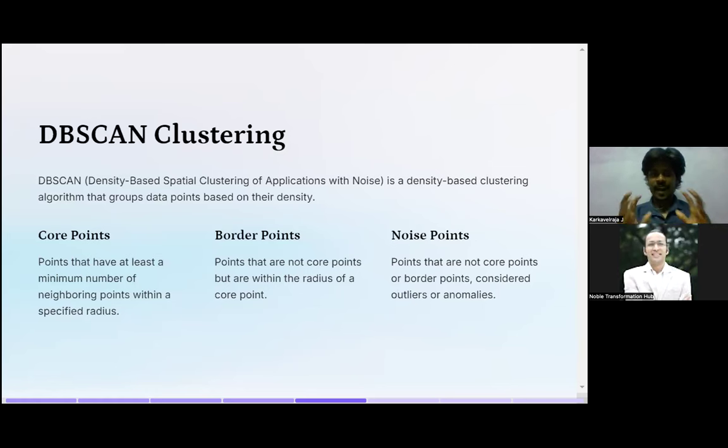I hope this is a very easy algorithm to explain. We have a point; if it has a minimum number of neighbors, it is called a core point. The neighbors around it are called border points. The points outside the cluster are called noise points or outliers. I hope I have explained it in a simple manner. So that's from my side, over to you.